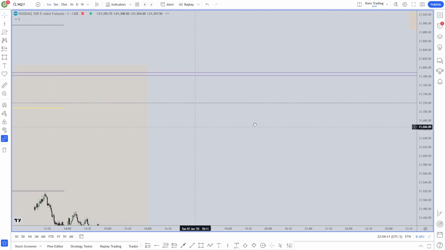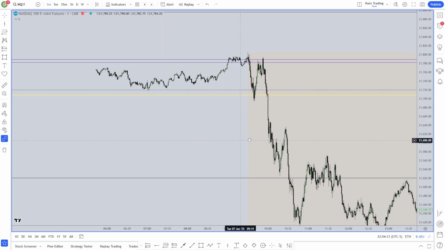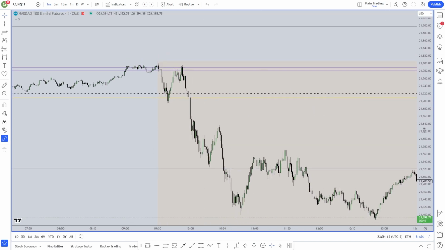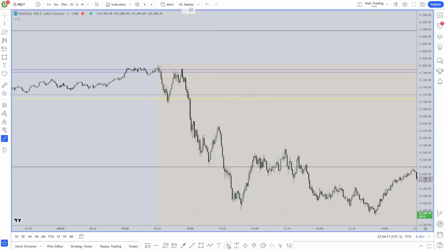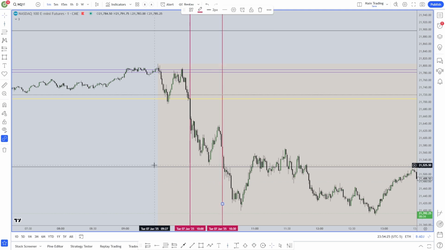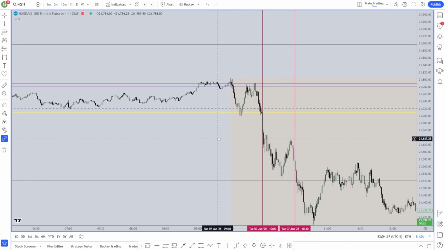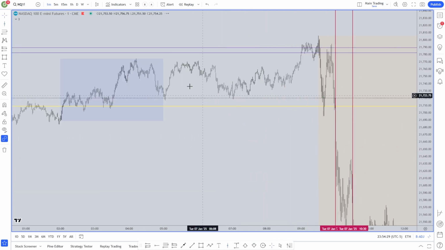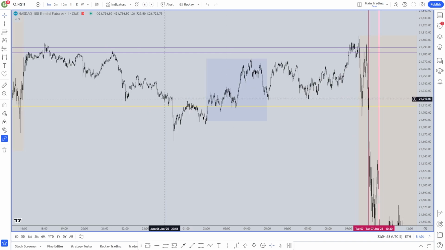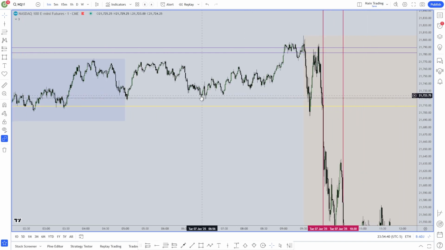So we're going to use the 1 minute for this example. We're going to know that we have a 10 o'clock news event, which was JOLTS. So we'll mark off our 10 to 10:30, allowing the news to play out. We can see in the London session, price creates these engineered highs. There's a return to the midnight open, which is this dotted line representing the midnight open.